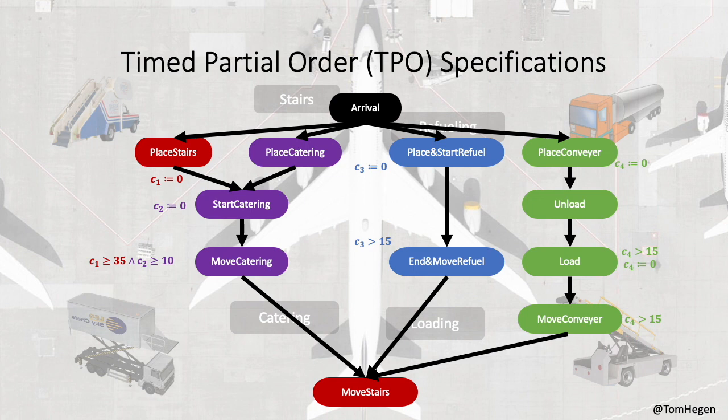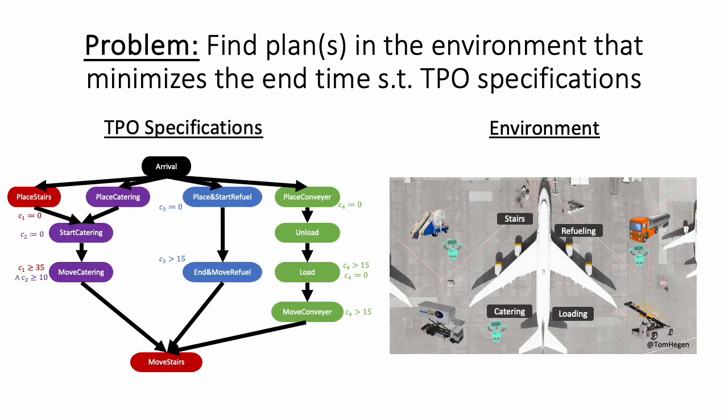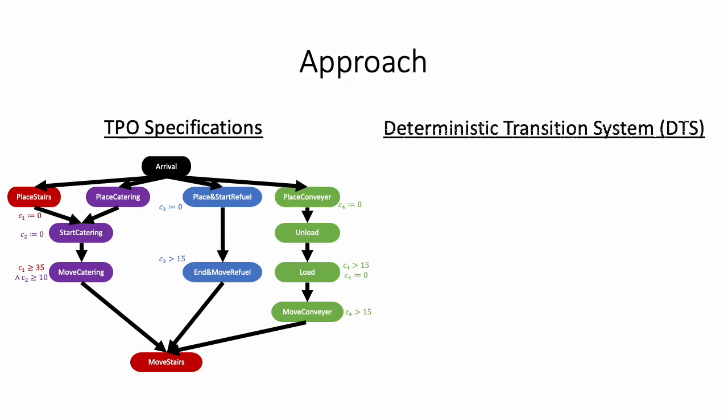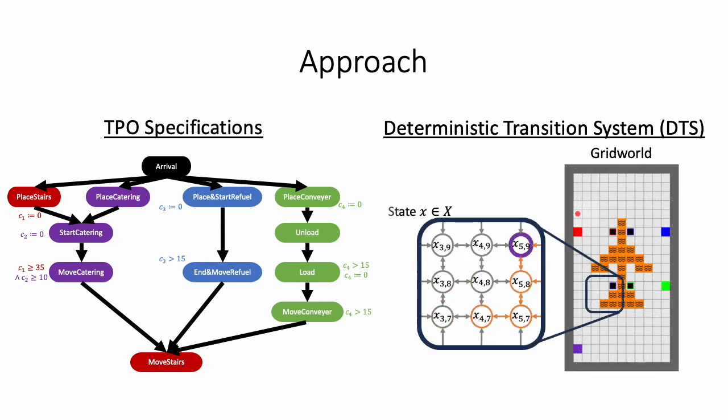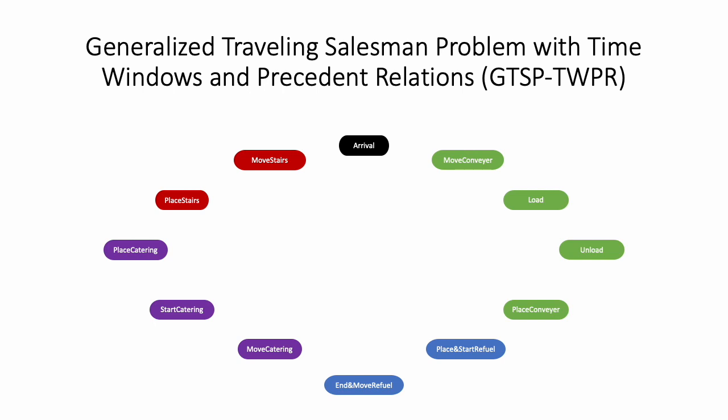Given a TPO, how can we then come up with the optimal plans for robots in this environment? So our problem formulation is the following. Find plans in the environment that minimize the end time subject to the TPO specifications. Our approach is to abstract the environment to a deterministic transition system, DTS, and associate its states to the events in the TPO. Then, we can formulate it as a generalized traveling salesman problem with time windows and precedent relations.